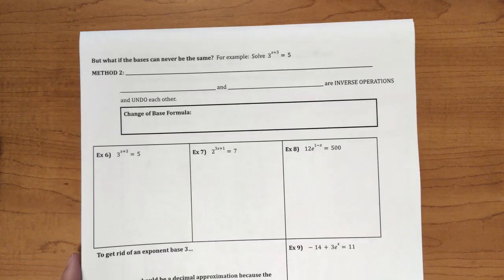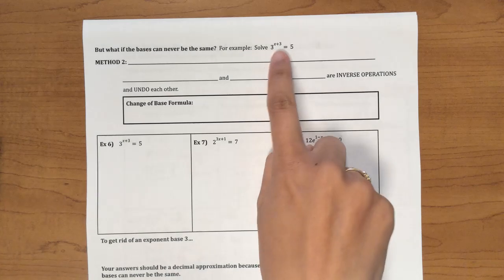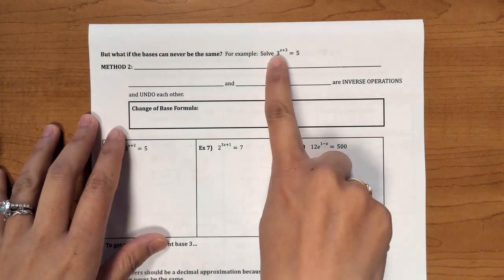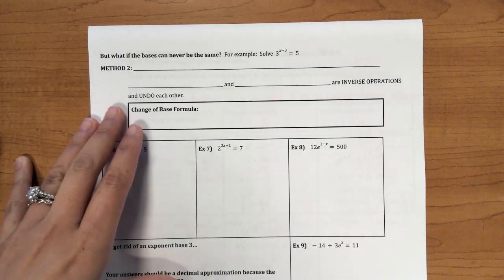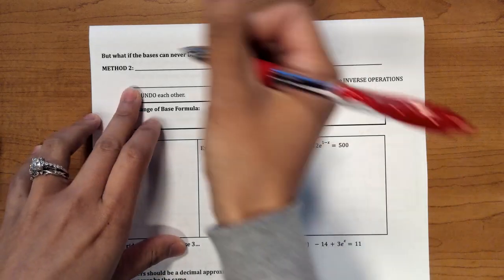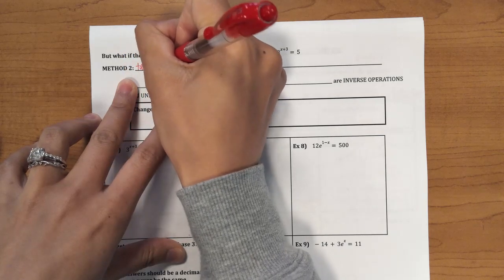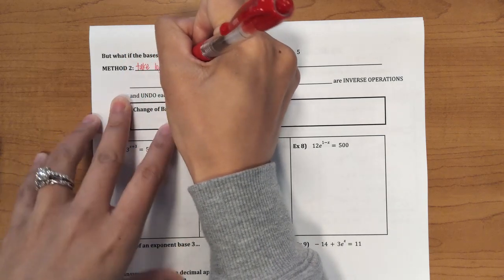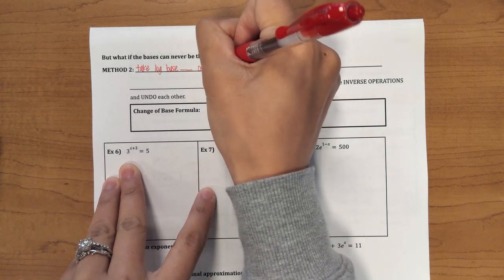So then the question is, what if the bases cannot be the same though? So all of the first page was talking about, like, let's make the bases the same. But what if I give you something like this, where we have a base of 3 and a base of 5, which will never ever be the same? Okay. Well, then method 2 is to take the log base something of each side.